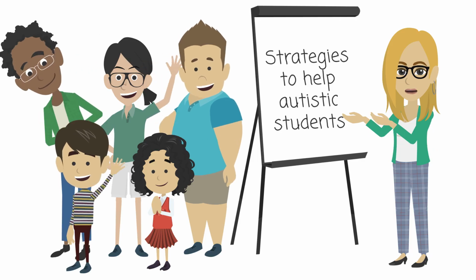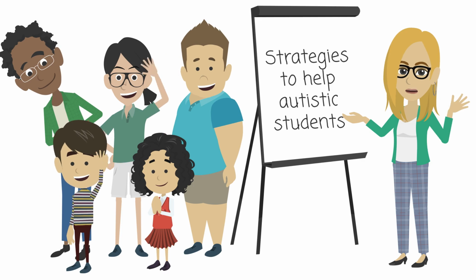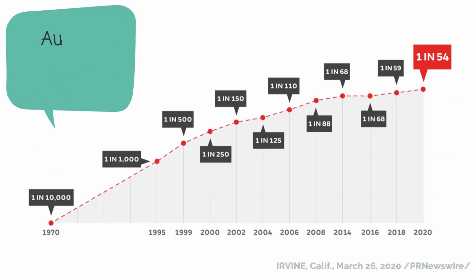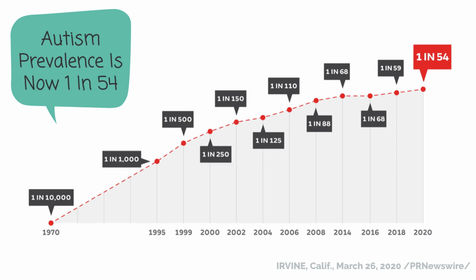Today we're going to give you some strategies to use with your autistic students. Autism is becoming more and more prevalent in our schools, some say even as high as 1 in every 54 students, and these learners can be a huge asset to your classroom if you put in some simple strategies to help accommodate them.